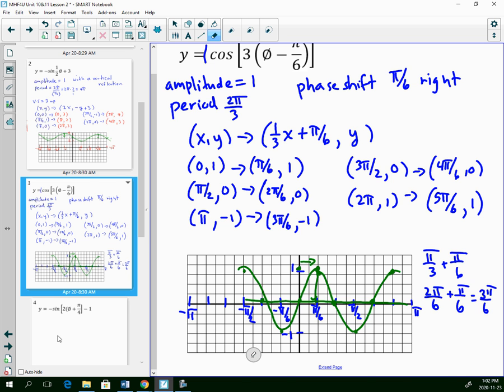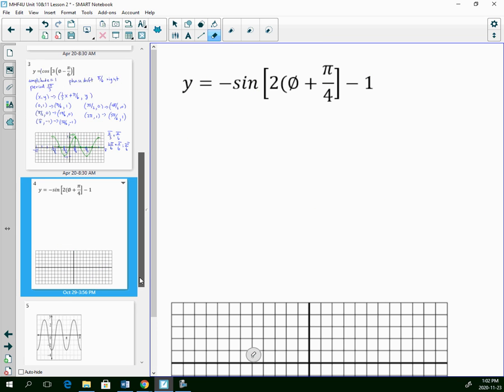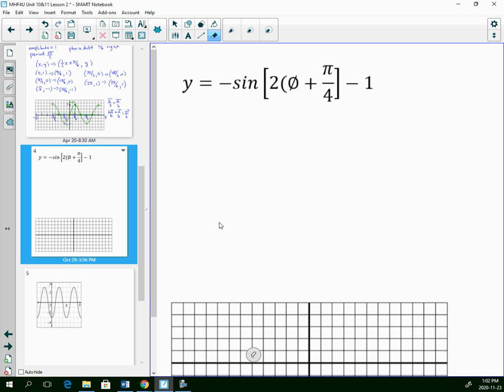Okay, I'm going to get you guys to try one. So all I want you to do right now is try to write down the properties: amplitude, period, phase shift, vertical shift. There's a bracket here. And then do your mapping notation and your 5 points.